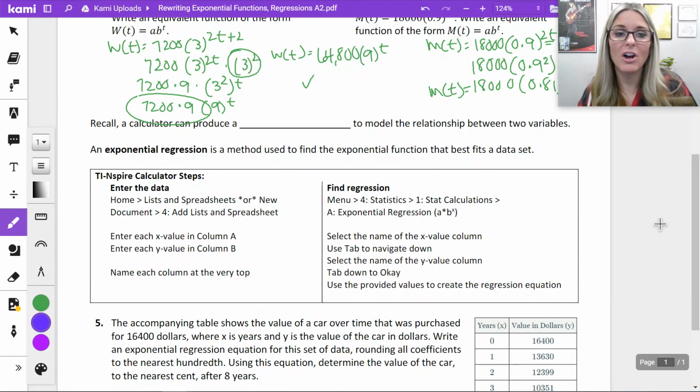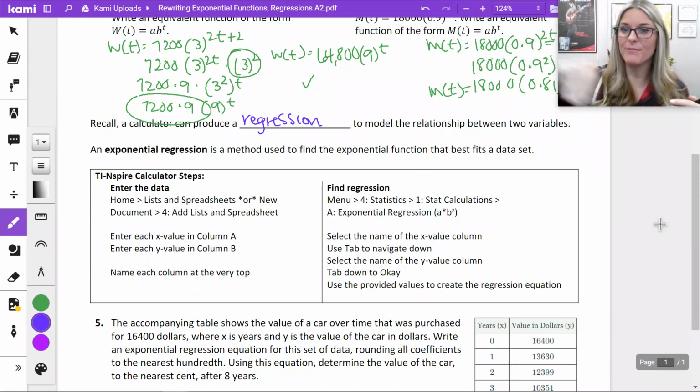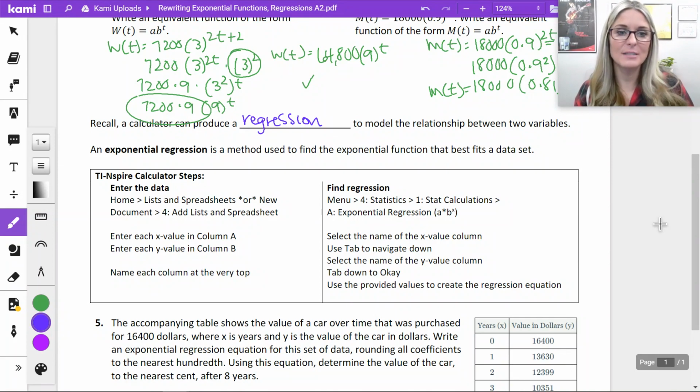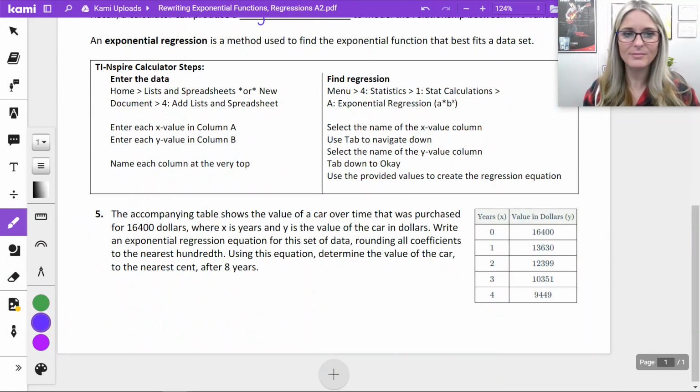All right, next part. Recall that a calculator can produce a regression to model the relationship between two variables. This is our line of best fit, but we've also seen it as linear, as quadratic, and now we're looking at it as exponential. So we're going to input our data into our calculator. The calculator is going to find that regression, or that model, that function that fits the data best. An exponential regression is a method to find an exponential function that fits our data set. I've got your calculator steps listed there, and let's use number 5 as our example.